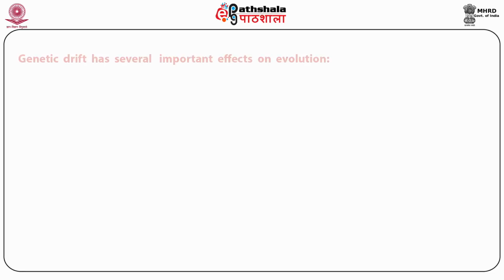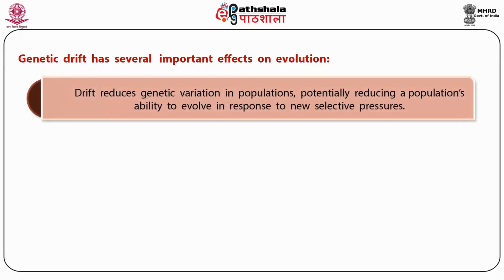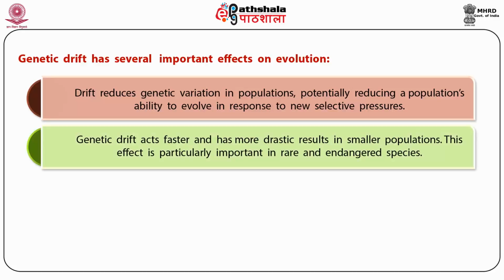So we can say that genetic drift has several important effects on evolution. First, drift reduces genetic variation in a population, potentially reducing a population's ability to evolve in response to new selective pressure. Genetic drift acts faster and has more drastic results in small populations. This effect is particularly important in rare and endangered species.